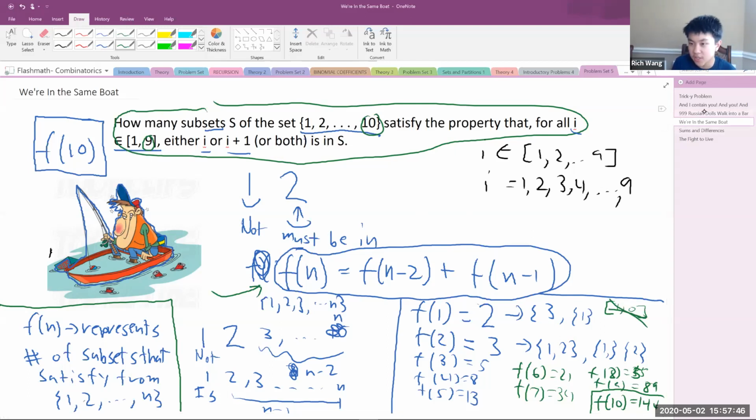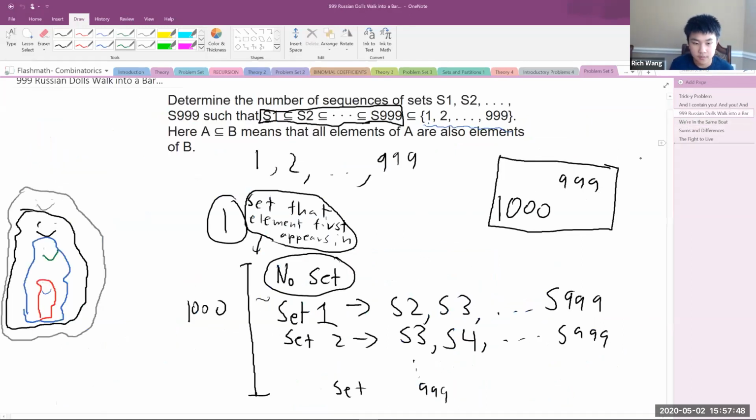Do Russian dolls again? Okay. Okay, let's see.